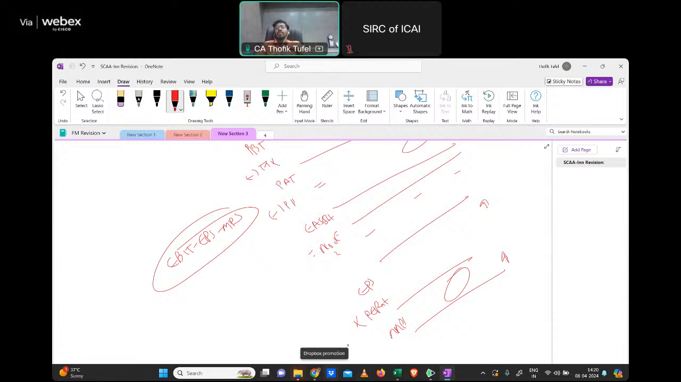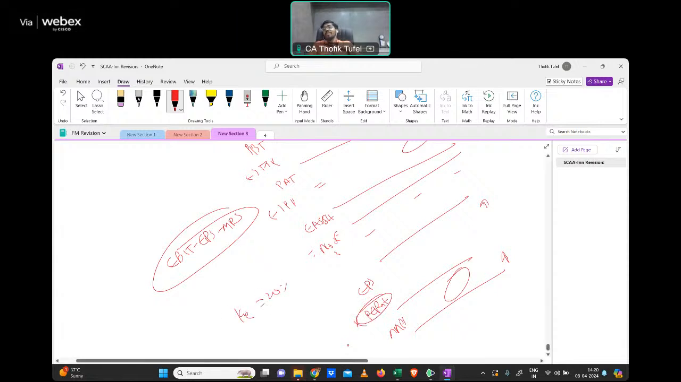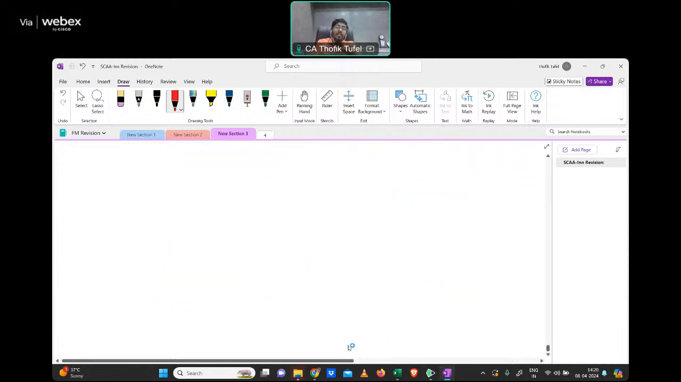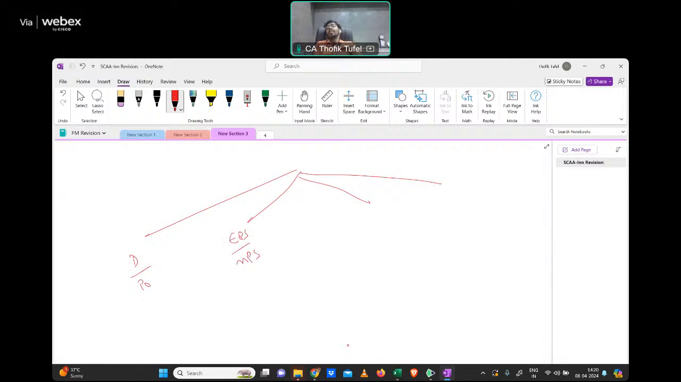Okay, sir, till this I understood. Sir, what if the P/E ratio is not given? K is given, suppose K is 20%. Now, I already said that we have four formulas for K. Just a revision: first is the constant dividend approach, D by P0. Constant earnings approach, EPS divided by MPS. Dividend growth model, D1 divided by P0 plus G. And then the capital asset pricing model, risk-free rate plus beta into (RM minus RF). All these are already discussed; I'm just revising it now.